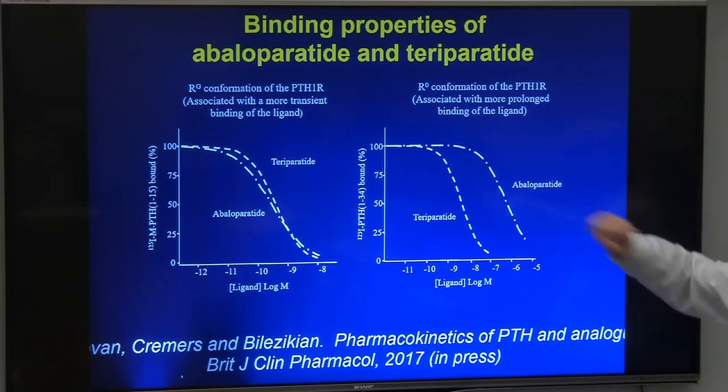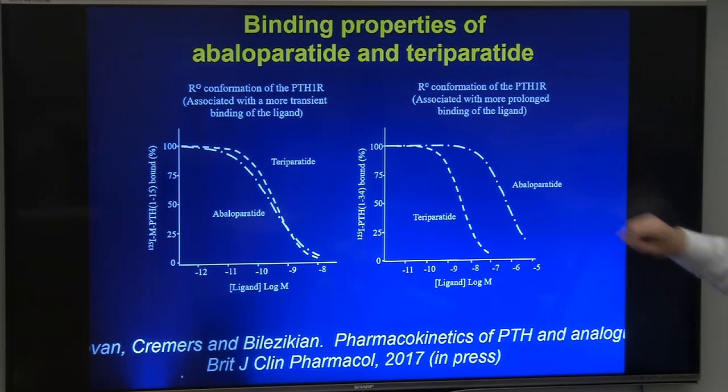The configuration on the left is known as RG, and the configuration on the right is known as R0. RG stands for G protein. And this form of the PTHRP receptor is a very evanescent interaction with the ligand. When I say evanescent, I mean it's a very quick hit. And I don't know what quick means, a microsecond, a nanosecond, a picosecond. But the ligand hits this receptor and immediately bounces off.